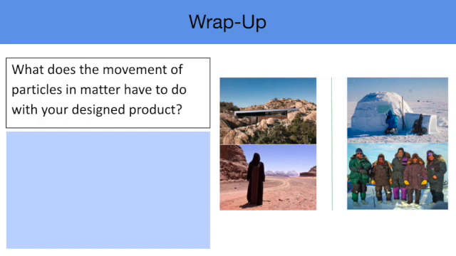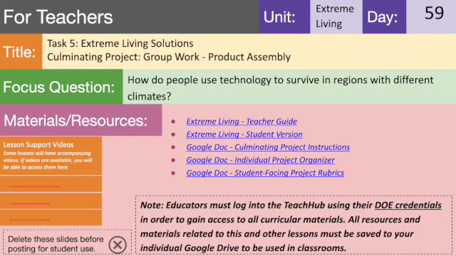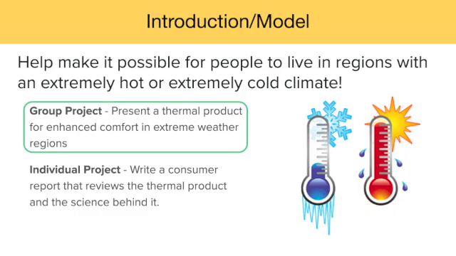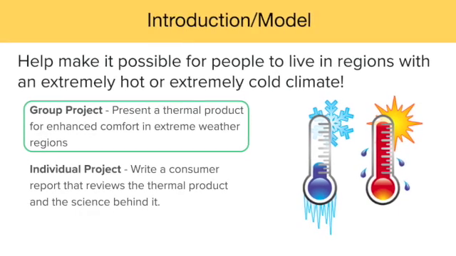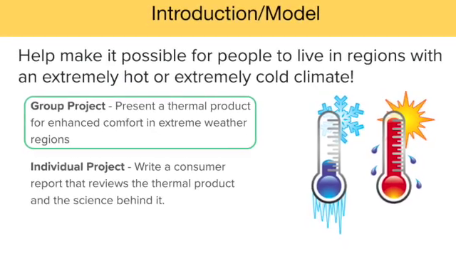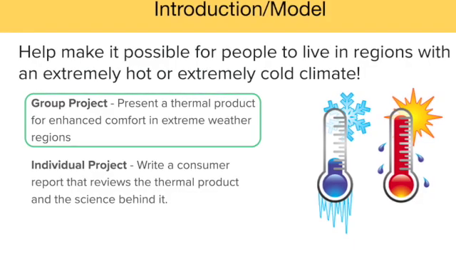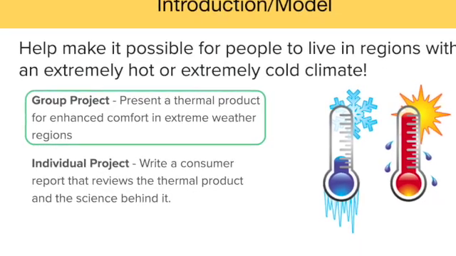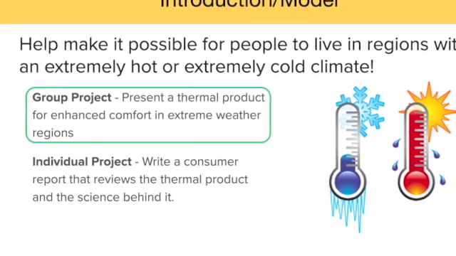These questions are crucial for students to actively connect their content learning to the design process they engaged with here in Task 5. On day 59, students will begin assembling their culminating projects, wrapping up the unit. The culminating project has two parts. First, it consists of a group project that presents the products students designed, and second, an individual project that reviews the product and the science behind it.